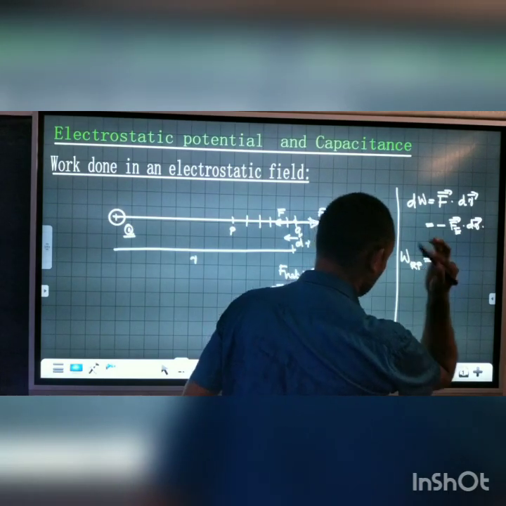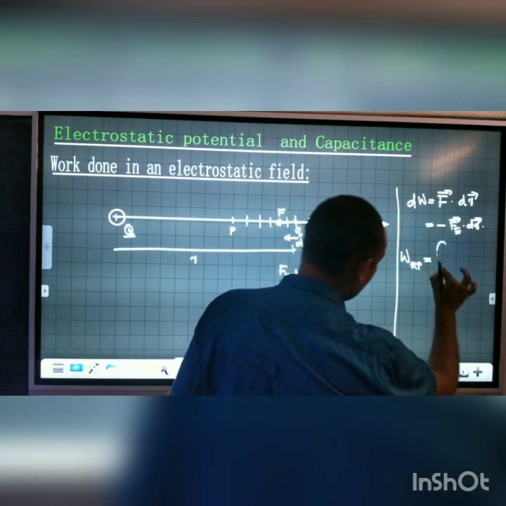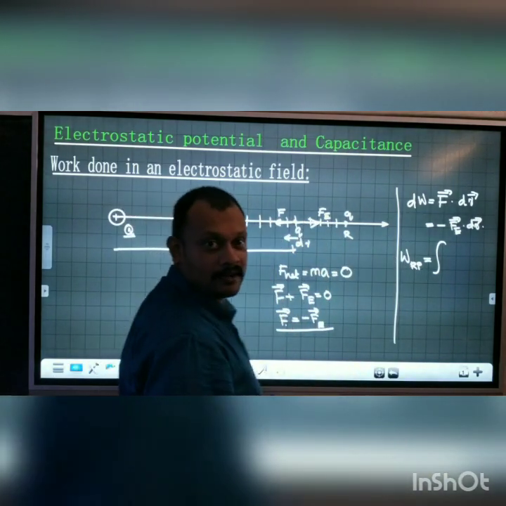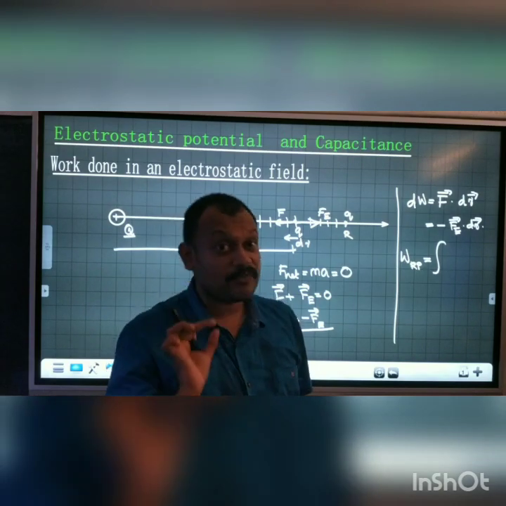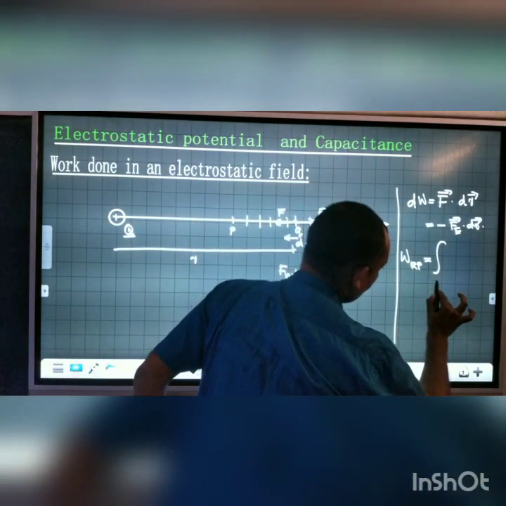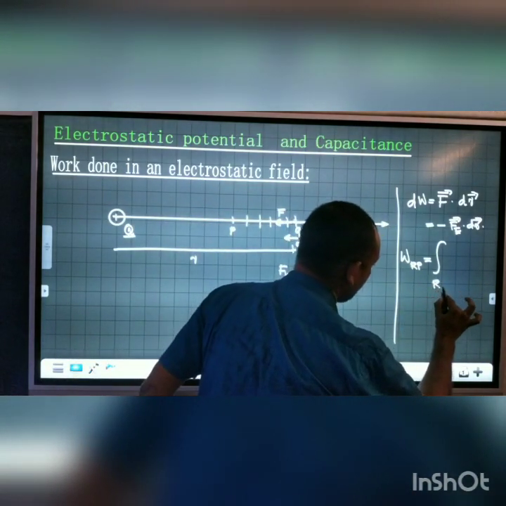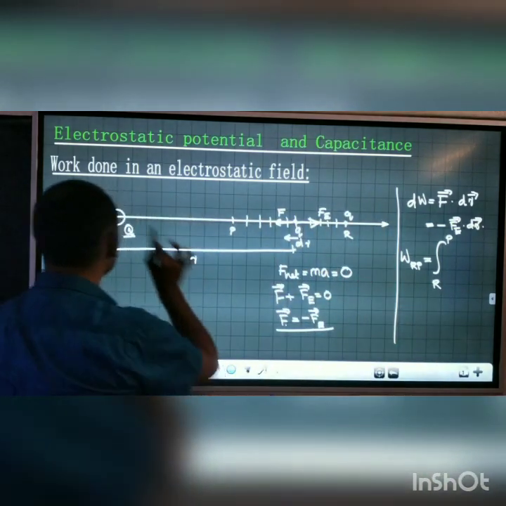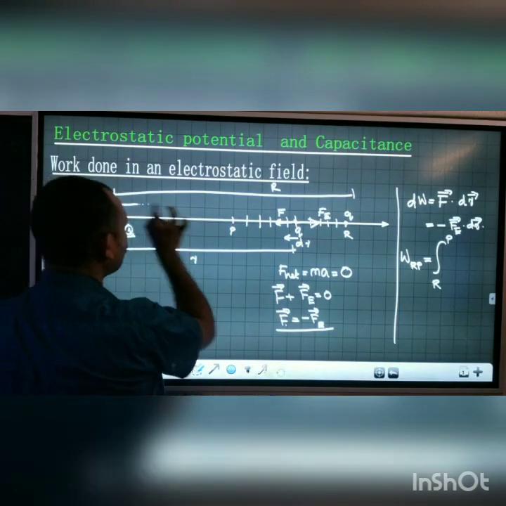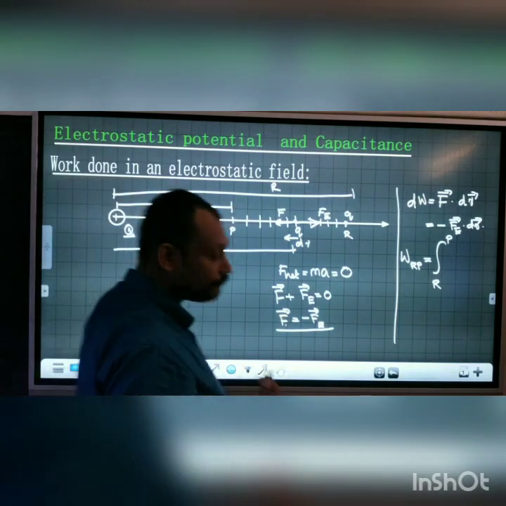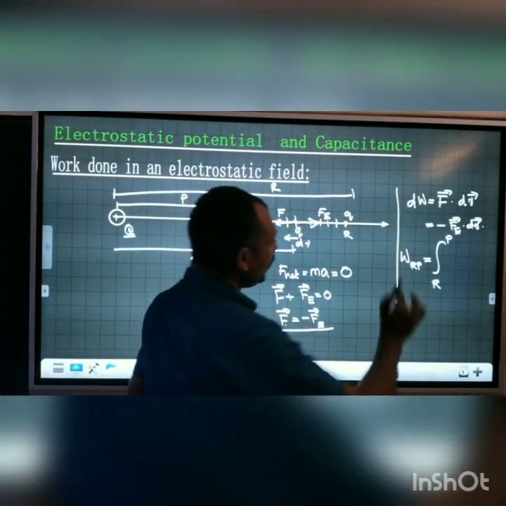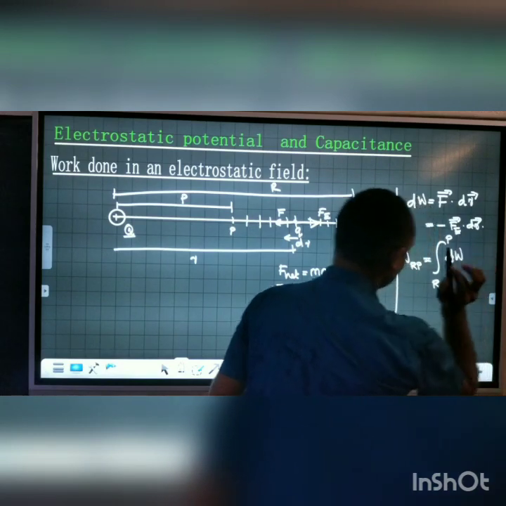W_RP is equal to the integral. Integration is the process of addition of continuous terms. In the method of integration we add continuous terms. So integral from what limit? R to P. Here in this case R stands for this distance and P stands for this distance, and in our further classes we will take the distances accordingly. So integral R to P dW.